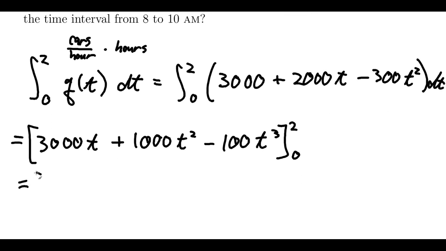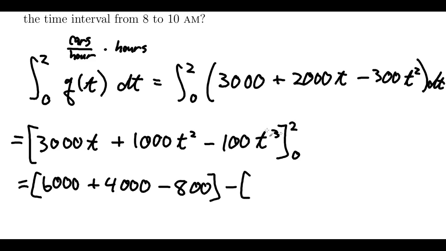So now we just need to evaluate this thing. We have 3,000 times 2, which is 6,000, plus 1,000 times 2 squared. 2 squared is 4, times 1,000 is 4,000, minus 2 cubed is 8, so we have 800. Minus this thing evaluated at 0. Well, we have 0 plus 0 minus 0, that's 0. 6,000 plus 4,000 is 10,000, minus 800 looks like 9,200.